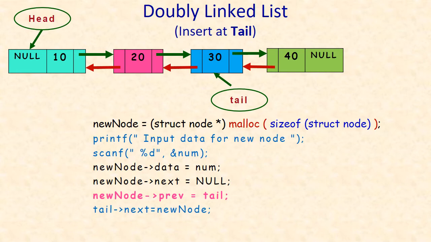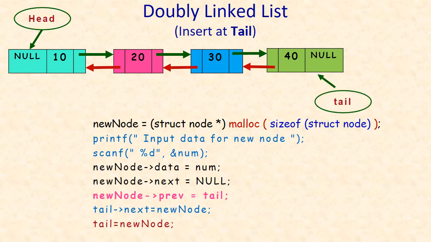Now what does it mean? The link between the tail and the new node is already established now. Now I have to make the last node the tail. That is the only pending task, because the last node must always be pointed to by tail. So I am going to do this. Tail is equal to new node. Whenever I write tail is equal to new node, tail points to the last node, because new node is the last node in this context. Okay, so in this way I can insert an element at tail.